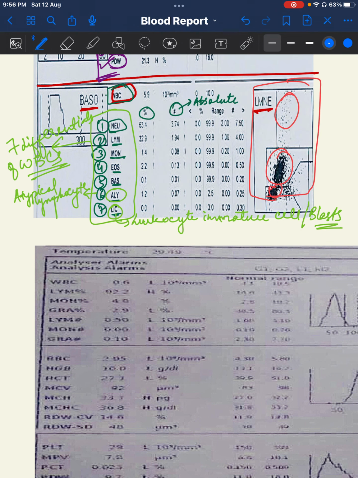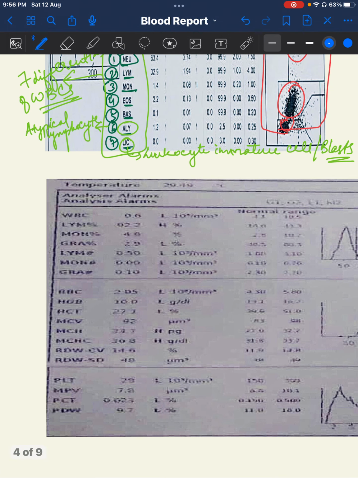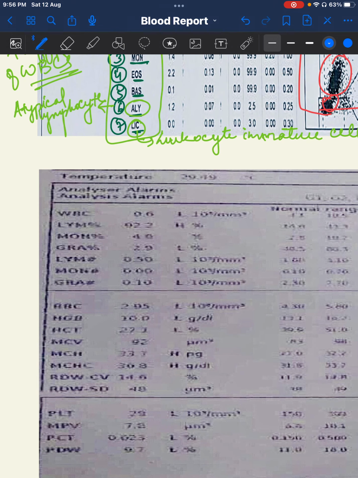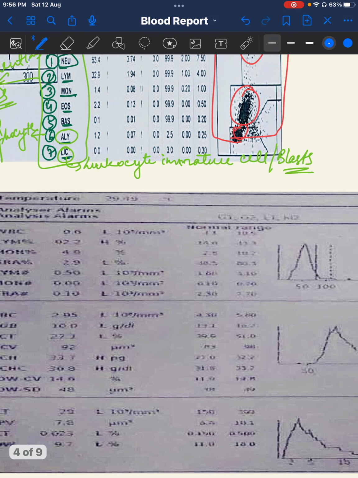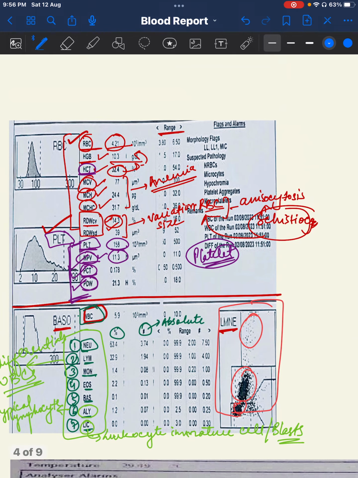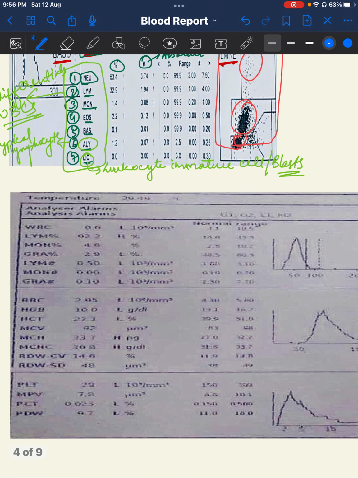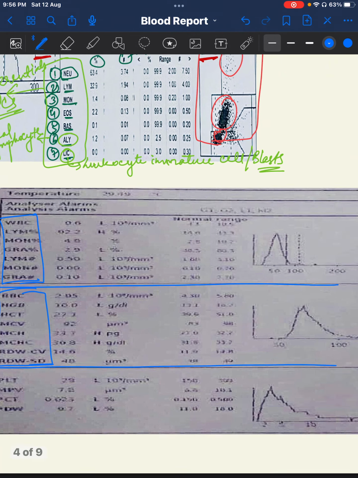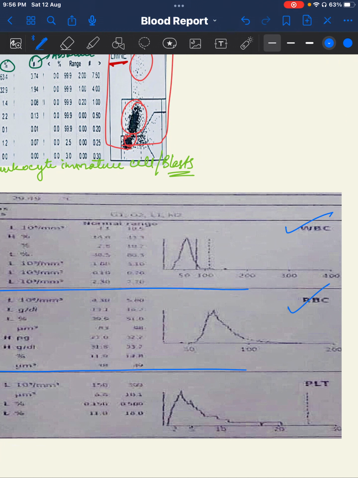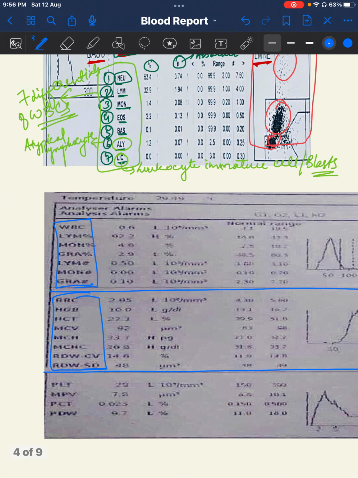Now look at, I'm sorry for the quality, but try to understand in this report again. First thing, one very important thing is that here there was no demarcation, but in this report you have got a demarcation that it has read about something in this, and then there's a line, then there's another parameter which this machine has read, and then it has separated. So definitely it has read 3 different parameters: WBC, RBC, and platelet.